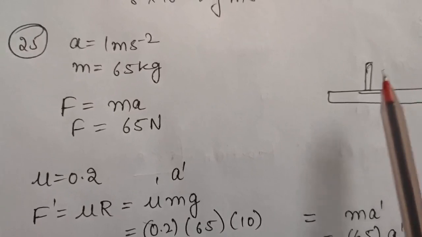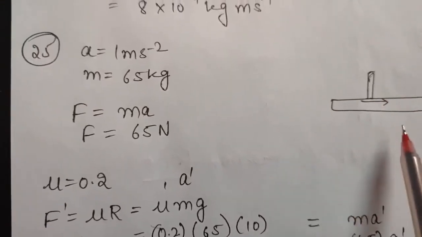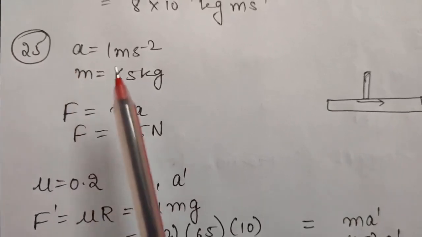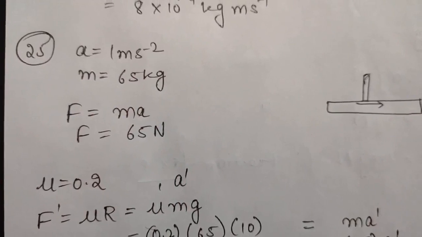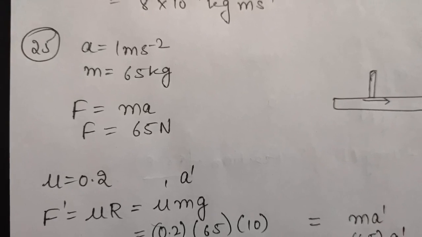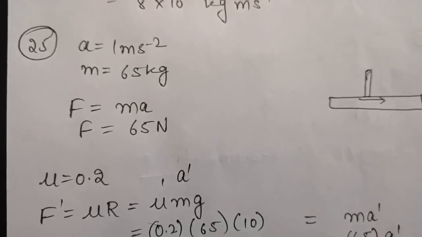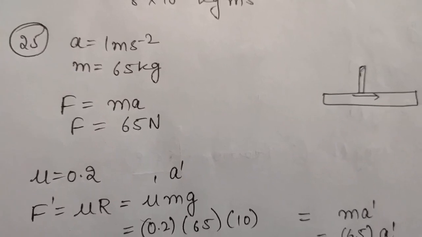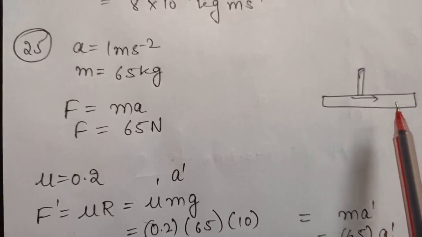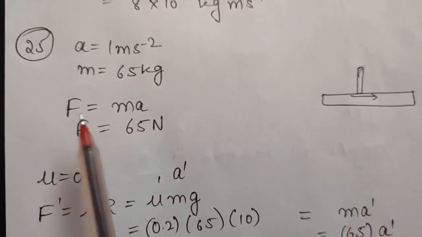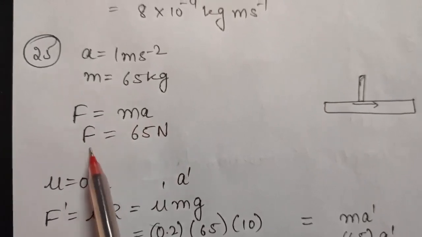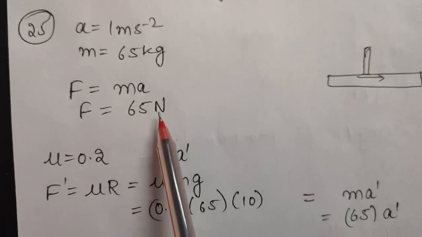It says there is a man who is standing on a horizontal conveyor belt that is accelerating in the right direction with the acceleration of 1 meter per second square. Okay, and the mass of the man is given to be 65 kilograms. Now in the first part you have to calculate what is the net force on the man. See, because the man is standing on the conveyor belt, he has the same acceleration as that of the belt. So now you know the acceleration of the man, so just use F equals ma. A is 1, m is 65, so the net force on the man will come to be 65 newtons.